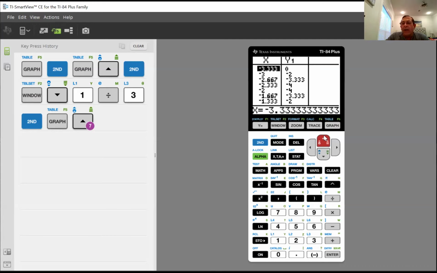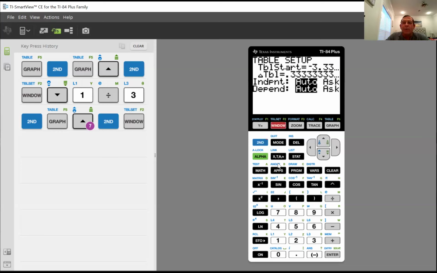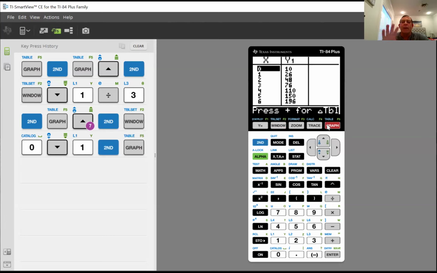So I'm gonna try to turn that into a fraction in a second. But first I'm gonna set my window back. So hit second window, and we're gonna start that at 0 again. And we're going to change the triangle table to a 1, okay? That way, when we go back to our table, we're back to normal numbers. All righty, so quit that screen.